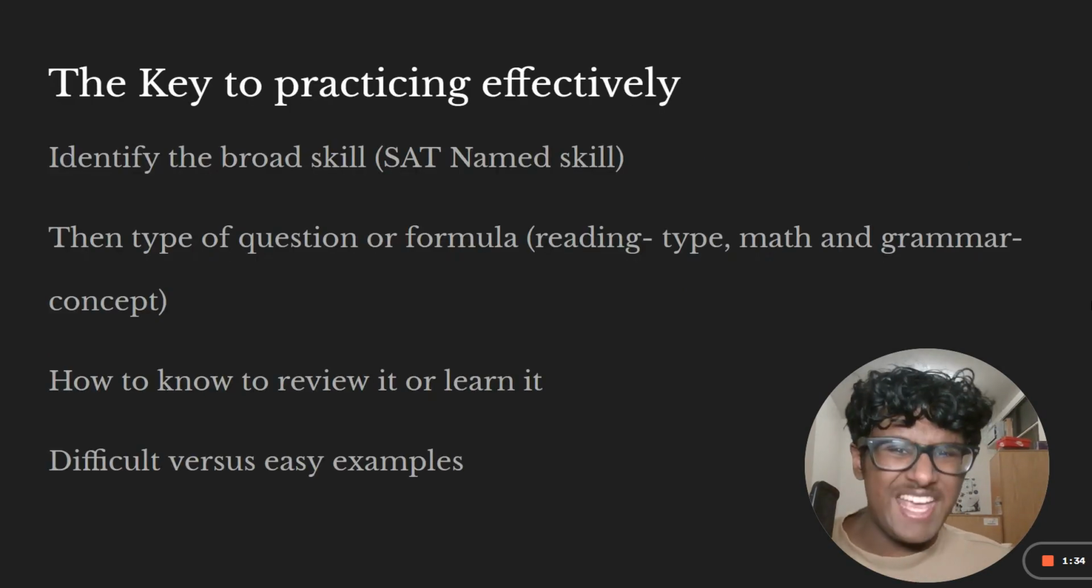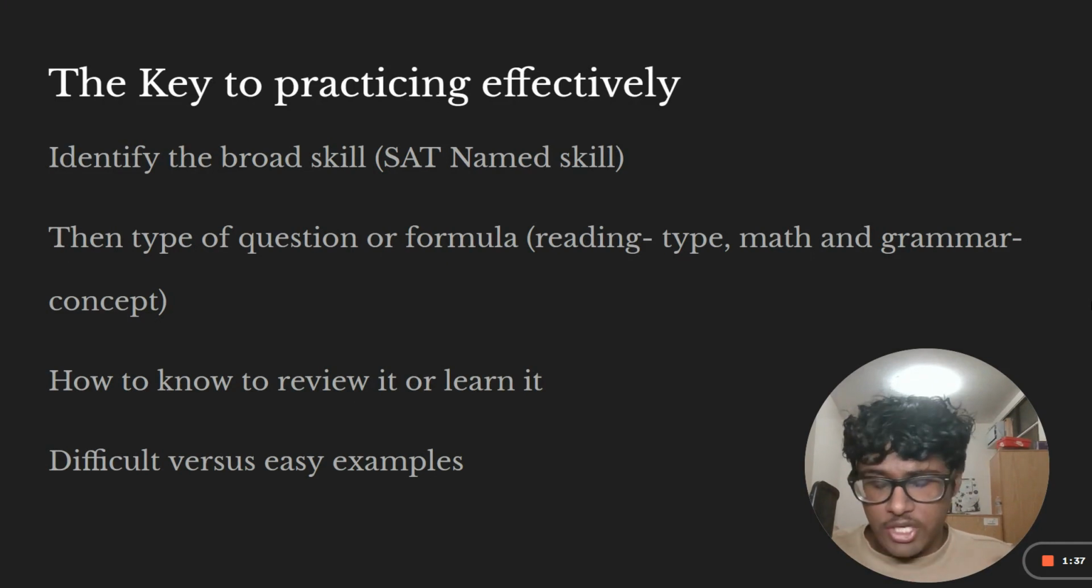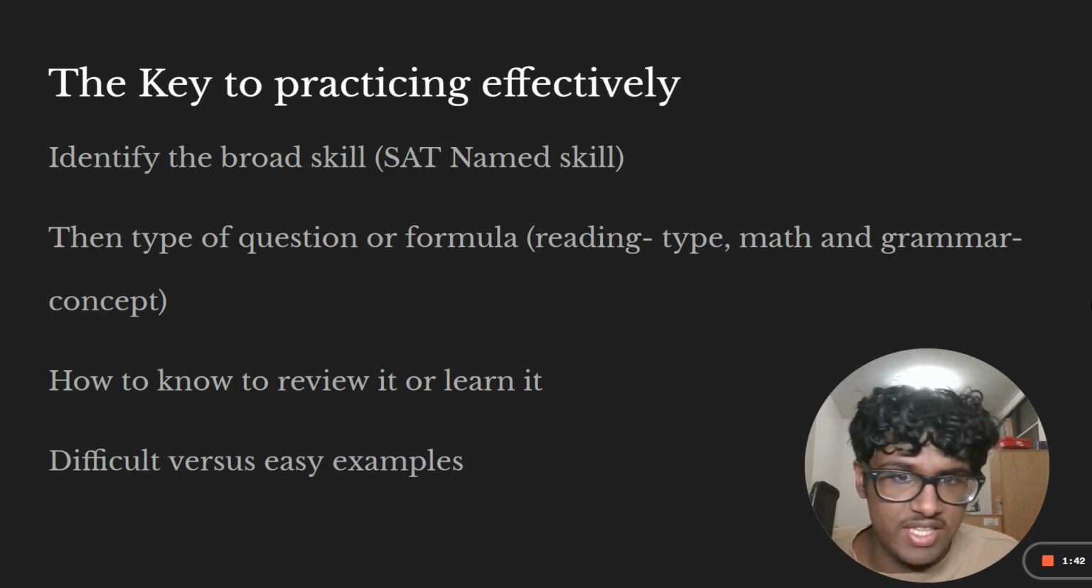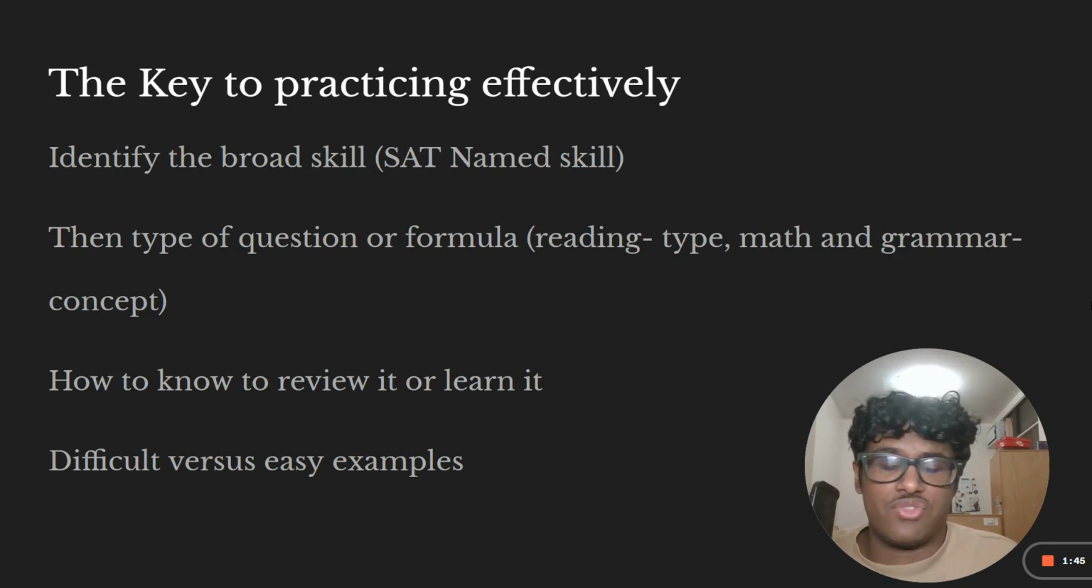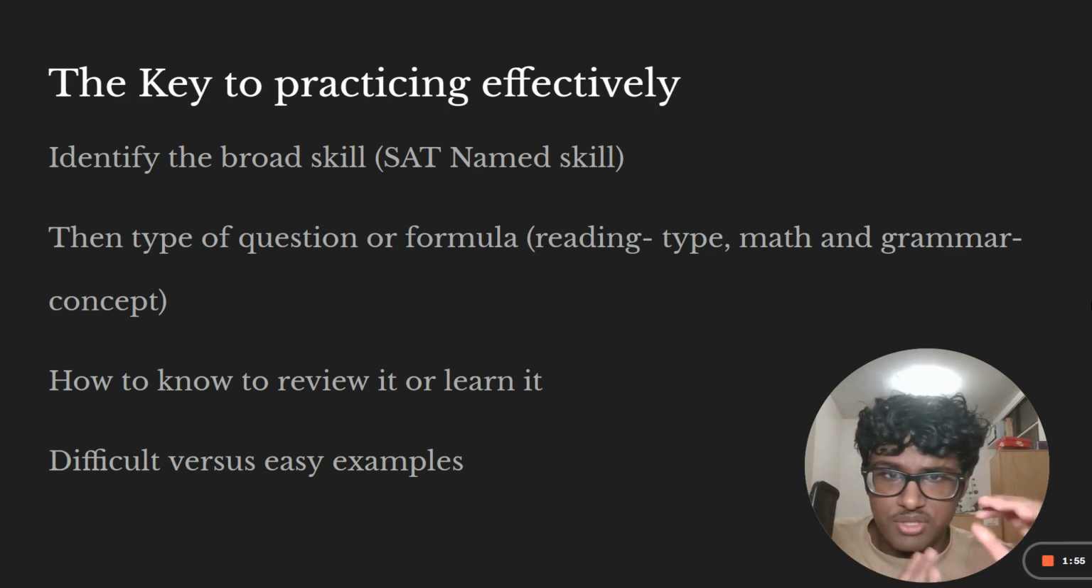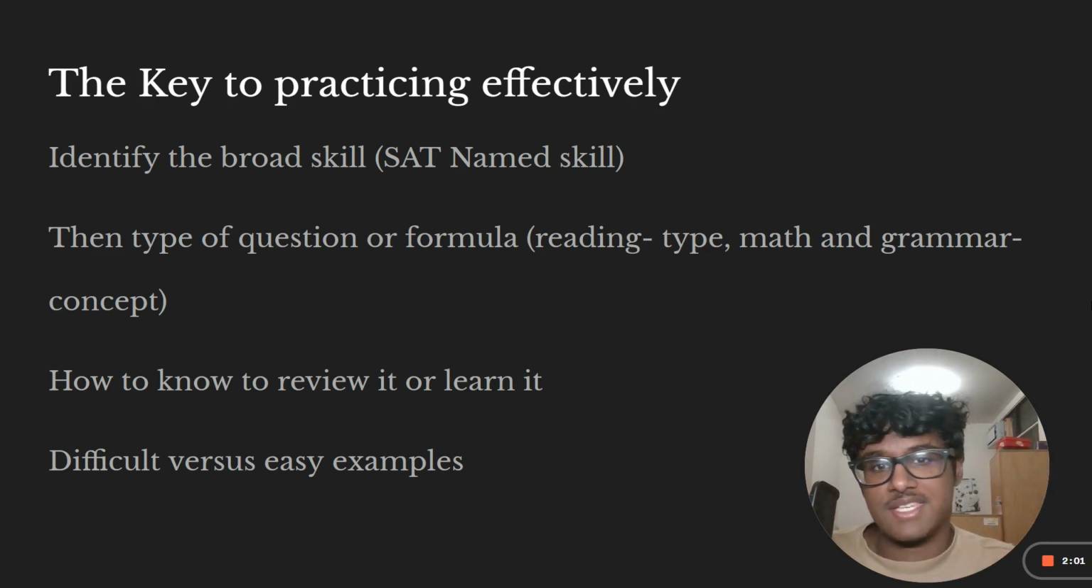Okay, so here's the main key to practicing effectively. What you're going to do is you're going to identify the broad skill. And these are the skills that the SAT specifically names, right? They have certain names for certain types of questions, but what you're going to realize is in these types of questions that the SAT gives you, there's multiple different types, right? Especially for something like reading, there's multiple different types of questions within that skill. Right? Within the broad concept that the SAT gives you for a specific skill, there's many different things within that, right? And what you're going to use in basically understanding that is you're going to figure out what type of question it is. You can label it yourself, right?